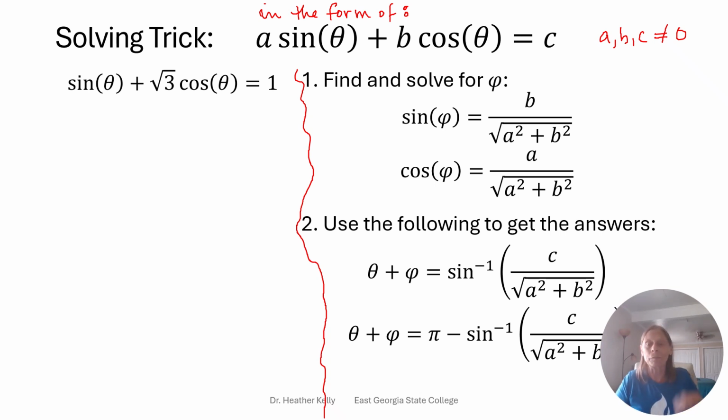First off, we use a substitution method here. We say that sine phi, that's the symbol phi, sine phi is equal to the coefficient of the cosine angle over the square root of a squared plus b squared.